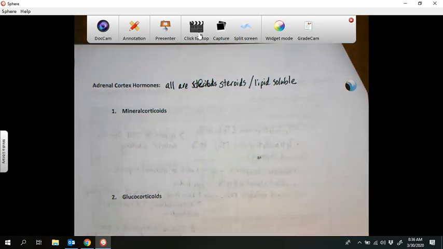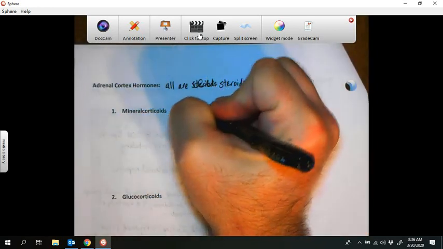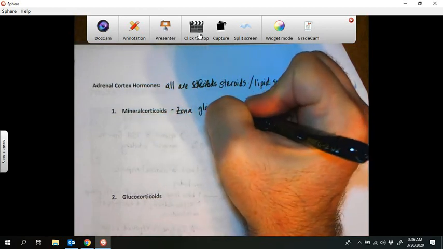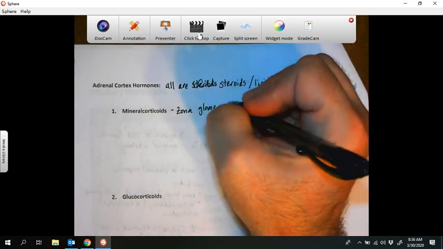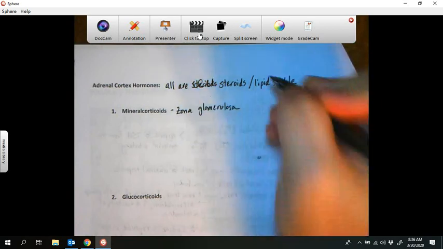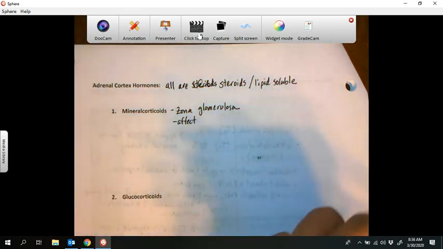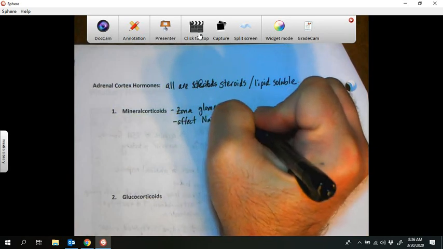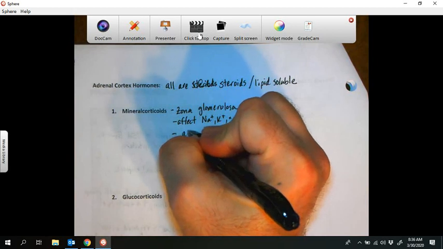So, we are going to first look at the mineralocorticoids. These are produced in the zona glomerulosa. I always have trouble pronouncing this, glomerulosa. These affect levels of ions in your blood, specifically Na+, K+, and H+. The one that we're going to look at is aldosterone.